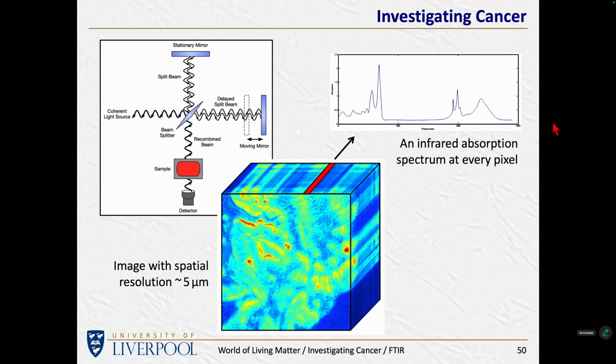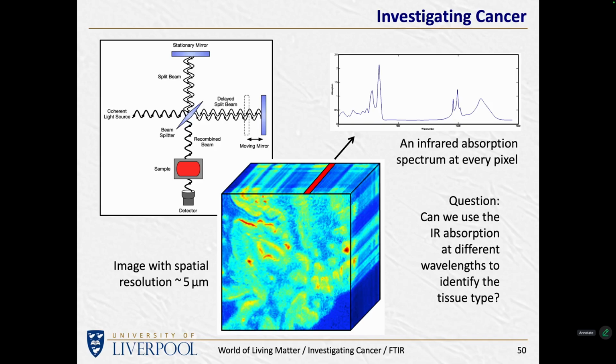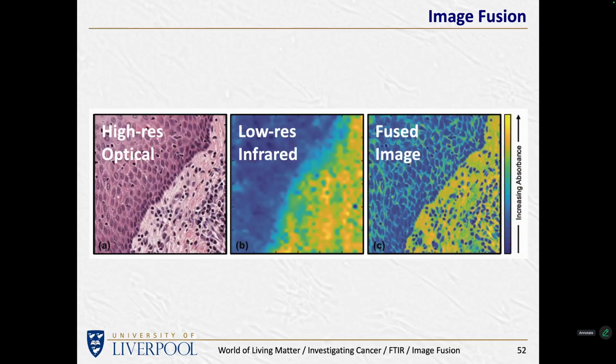So it's not necessarily a case of let's have a look at where the peaks are, because tissue that is healthy and tissue that's likely to become cancerous unfortunately look very similar. So the question, can we use infrared absorption at different wavelengths to identify the tissue type? Well, we have found that yes, we can, but the differences are not large. And that is where the problem lies regarding the analysis.